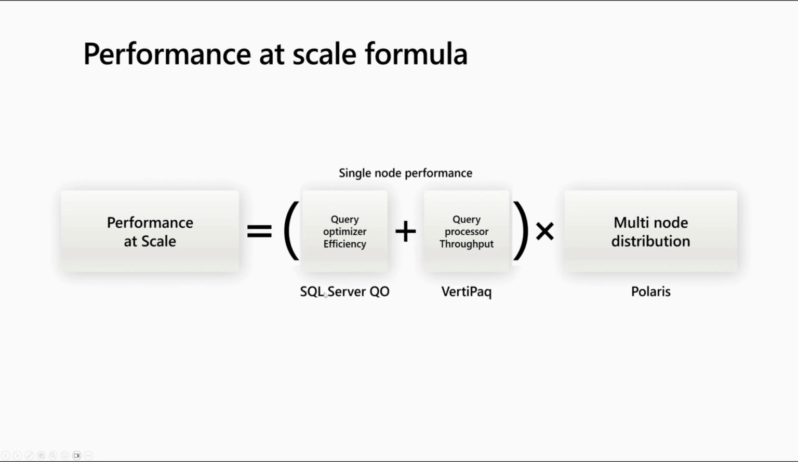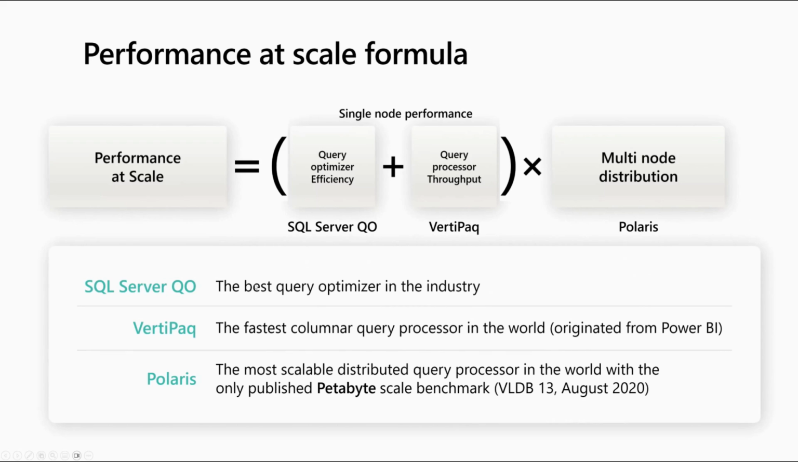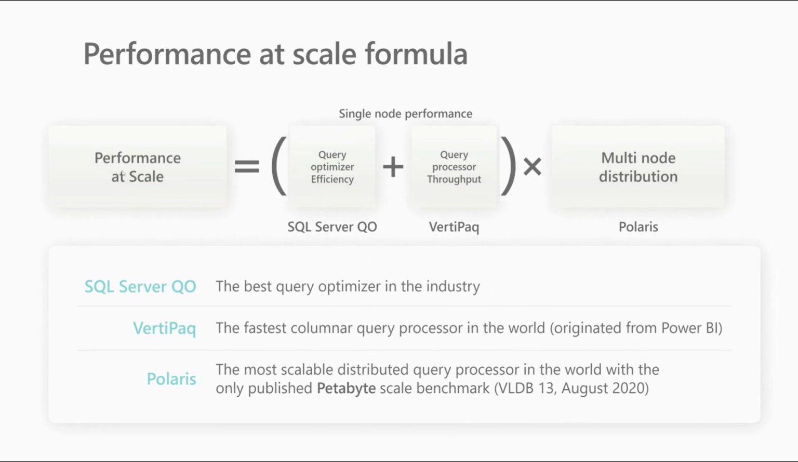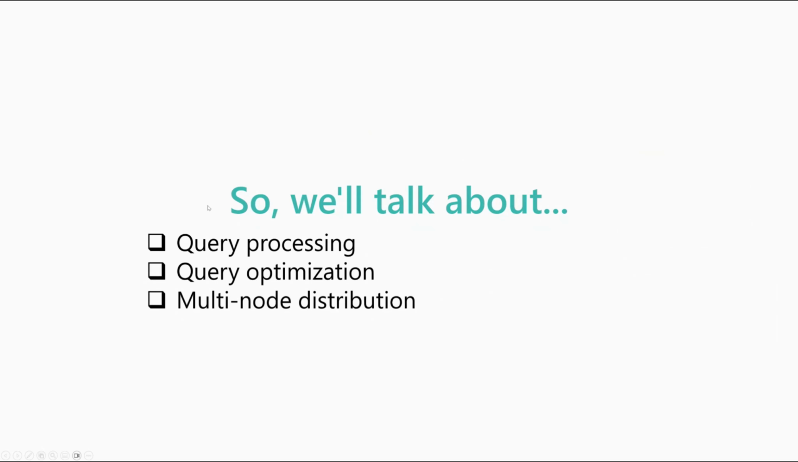Now, it happens that inside Microsoft, we have access to the best pieces of technology for all these areas. We have the SQL Server Query Optimizer, which is the best optimizer in the industry. It's tested, developed over the last 20 years. We have Vertipaq, which is the fastest columnar query processor in the world, which originates from Power BI. And then we have Polaris, which is the most scalable distributed query processor in the world. It is the only query processor actually that has published a petabyte scale benchmark in the VLDB from August 2020. So we'll talk a bit about how we do query processing in the new Synapse SQL, how we do query optimization, how we do multi-node distribution inside the new Synapse SQL.